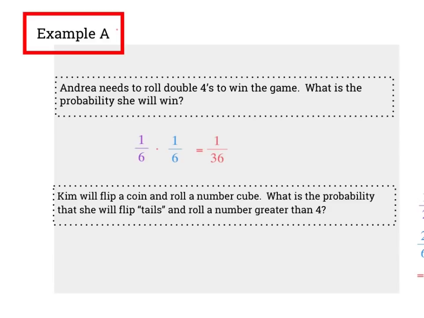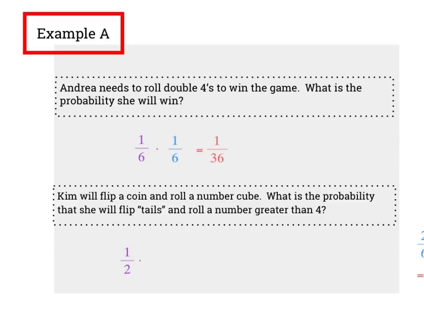Kim will flip a coin and roll a number cube. What is the probability that she will flip tails and roll a number greater than 4? So again, I'm going to take my two events and I'm going to multiply them together. So what is the probability she will flip tails? Well, if I'm looking at a coin, it has 2 sides, and only one of them has tails. So that's 1 out of 2. And again, I'm going to multiply them together. So I'm going to put down my little multiplication symbol. And then I'm going to see, it says a number that is greater than 4. So if I'm looking at a dice, how many numbers are on it that are greater than 4?